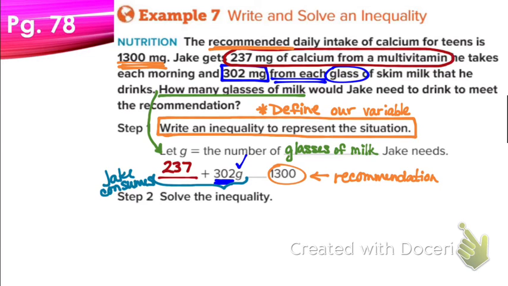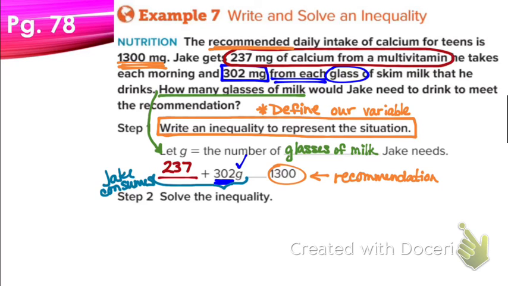No. With something like calcium, this is the minimum you should be having. You can have more than that, and that's fine, but you need to hit at least this mark. If they're talking about sodium intake or fat intake, then it would be looking at this much or less. But calcium, they usually want to make sure that we have at least that much. It's fine to go over that. So here's the recommended amount, 1,300.